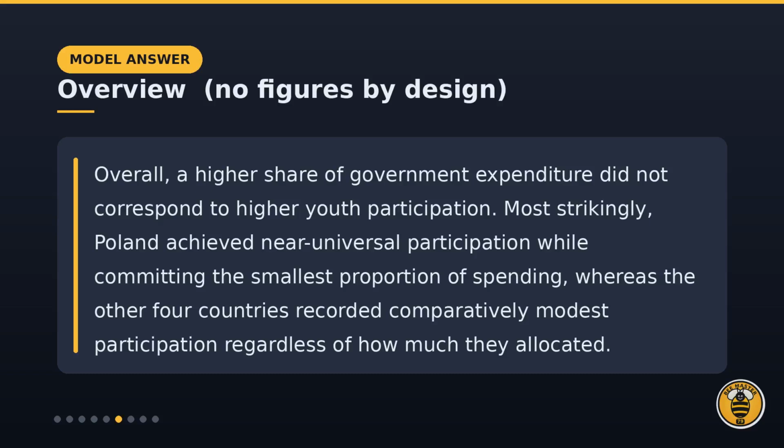Now the overview, and notice it contains no figures. Overall, the high share of government expenditure did not correspond to higher youth participation. Most strikingly, Poland achieved near universal participation while committing the smallest proportion of spending, whereas the other 4 countries recorded comparatively modest participation regardless of how much they allocated.